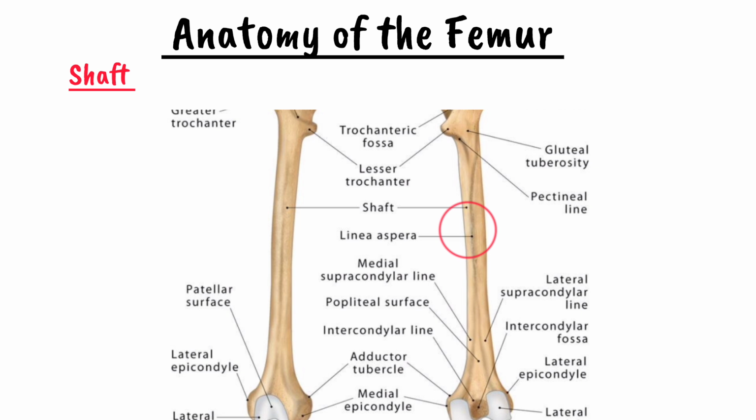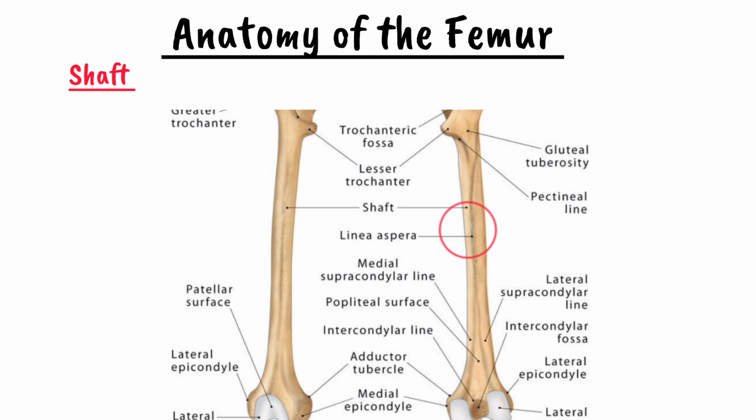The linea aspera diverges to form the medial and the lateral supracondylar lines. The flat popliteal surface lies between the two supracondylar lines. At the extremity of the medial supracondylar line, there is an adductor tubercle. Now the medial border of the linea aspera meets with the pectineal line, whereas the lateral border gives rise to the gluteal tuberosity. Towards the end, the linea aspera widens and forms the floor of the popliteal fossa.